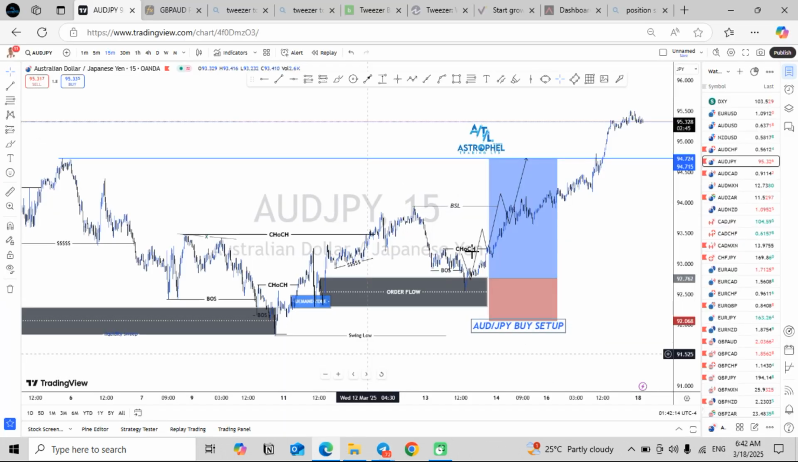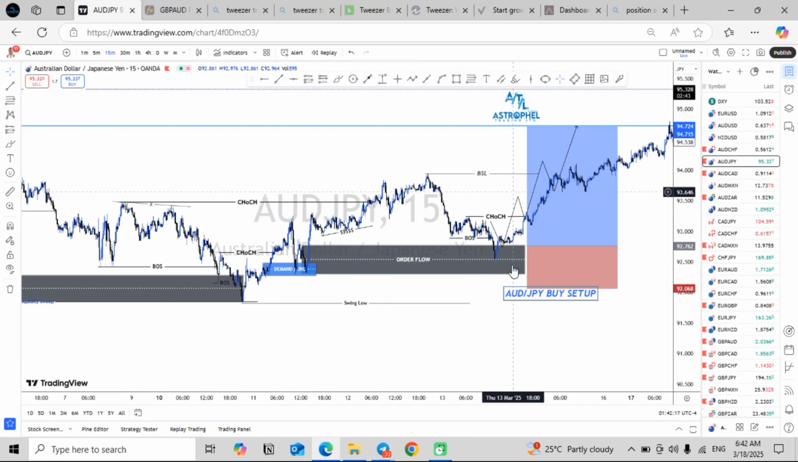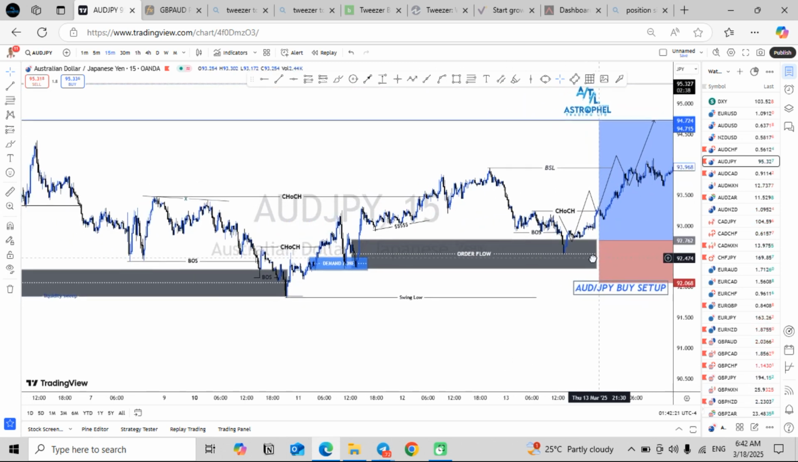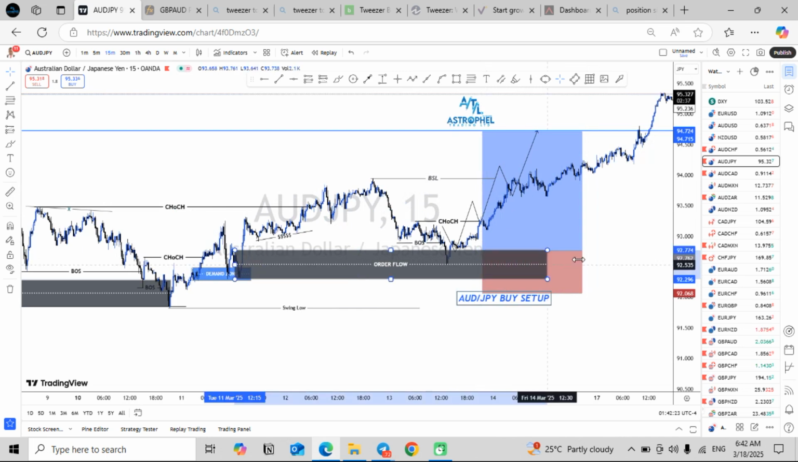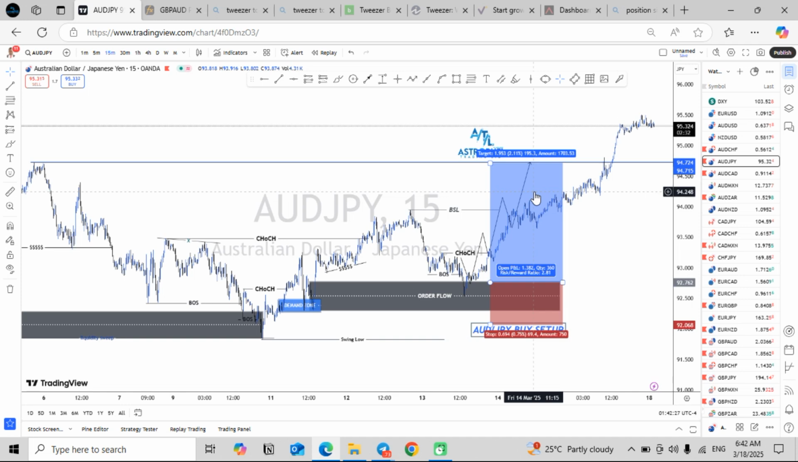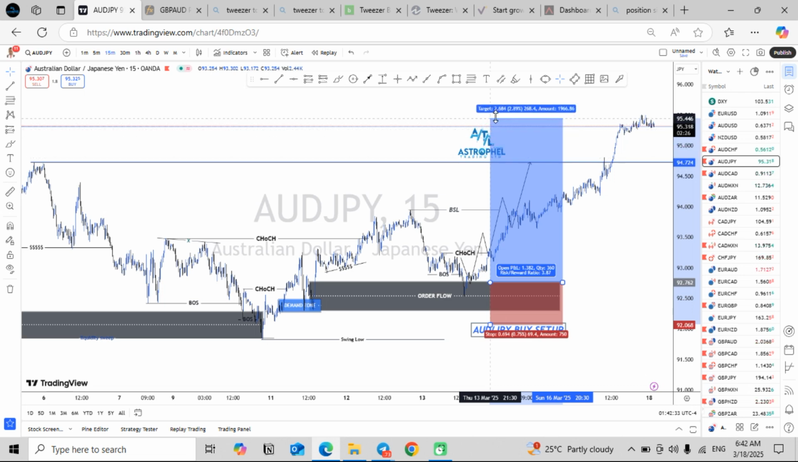Now, what happened? Price came, tapped into that order flow, and never looked back. They just moved. In fact, our target was 195 pips, but within 2 days this market has given us over 200 pips. That's 275 pips right to the top.